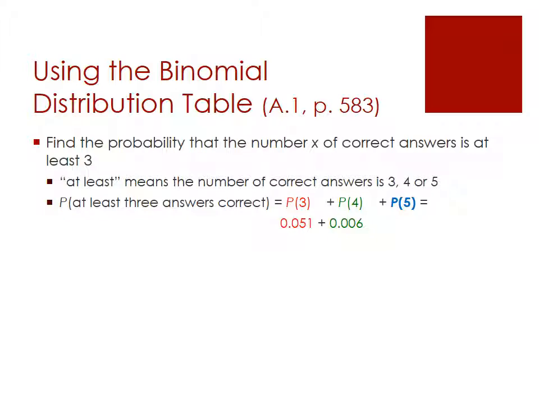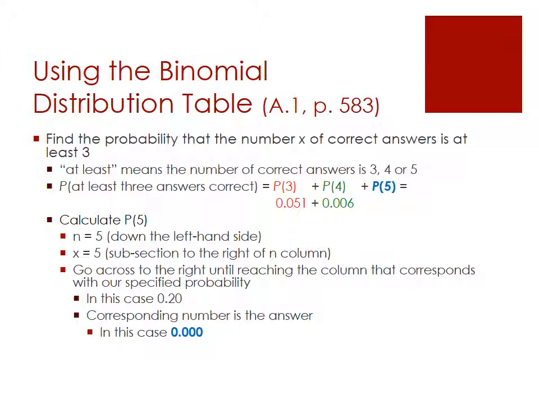And now the last one is solving for P of 5. Again, stop the video here for a moment, go through using your distribution table, and get the corresponding probability for P of 5, and then we'll plug that into this formula and finish up this problem. Again, you'll be going through your n of 5. Now we're looking for x of 5. We go across to 0.20, and the corresponding number is 0.000.